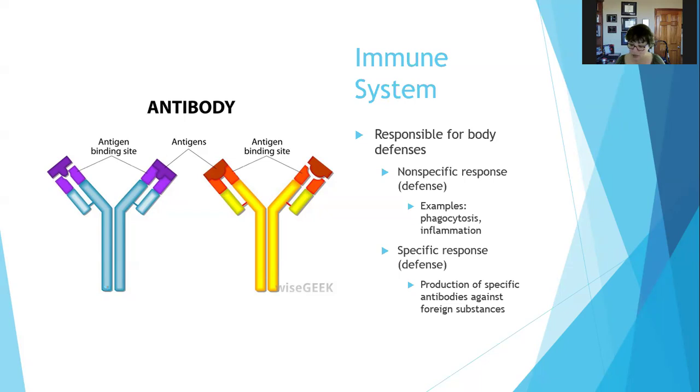Chemical mediators include chemicals such as histamines, which is involved in the immune response or the inflammatory response as well. And interleukins, they play a major role in the body's immune reaction. And the chemical mediators are how the cells communicate with each other.